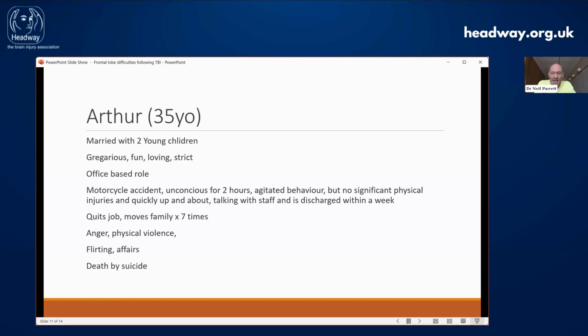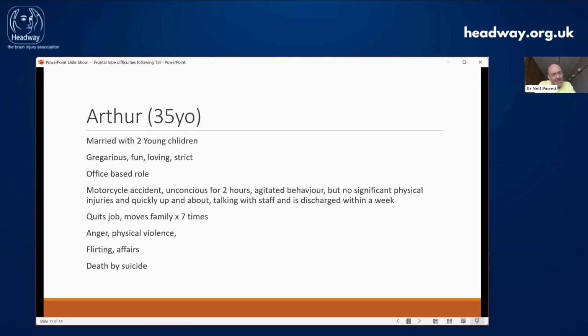However, on moving back in with his family, he very quickly quit his job and then embarked on a pretty peripatetic lifestyle, moving his family about 7 times over the next year around the country, starting different business ventures which would ultimately fail. Anger and physical violence increased, and there was some sexual disinhibition.